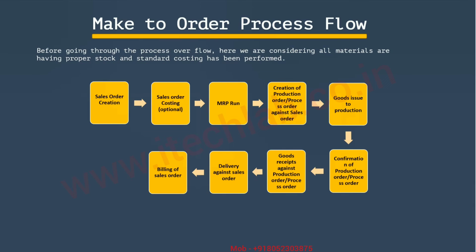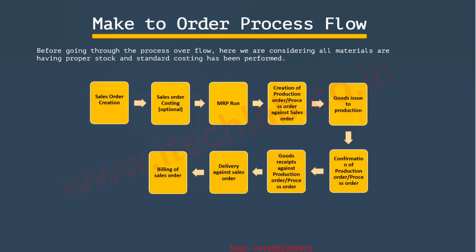Make to order process flow. Here we consider that all materials have proper stock and standard costing has been performed. In make to order, as the owner, you first create a sales order for that customer, because you are going to deliver a specific product to the customer. Customer A's specification can only be delivered to customer A, not customer B. So first we create a sales order.